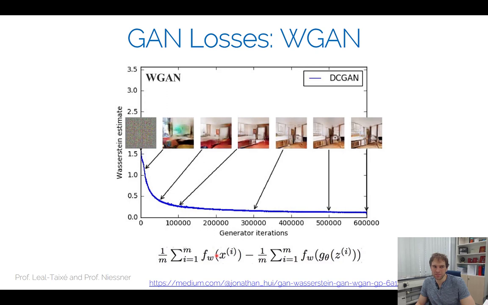If this Wasserstein estimate becomes good, then in principle my two distributions are the same. And what's very nice about the Wasserstein loss is that it actually has a reasonable convergence plot. My images at the beginning look bad, and then they eventually look better and better. Again, DCGAN architecture here, only replaced with Wasserstein loss.